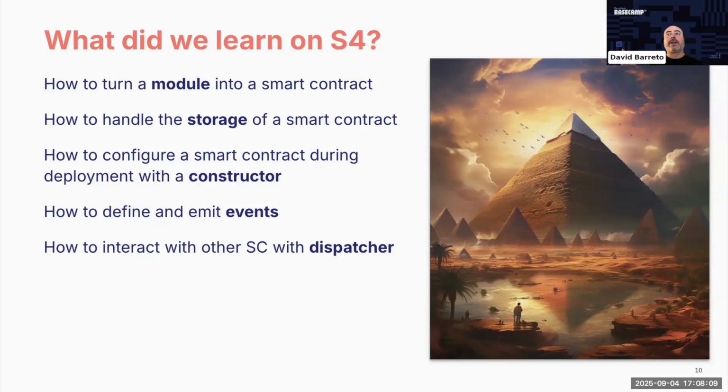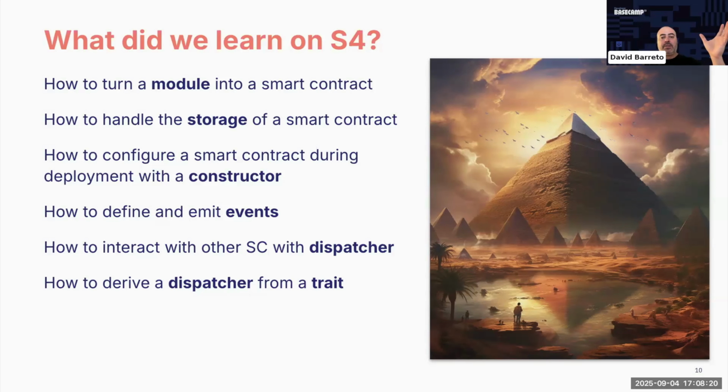In this case, we called the STRK token smart contract, which is an ERC20 token. And of course, I showed you how this dispatcher came to be. It came from the trait we defined at the top as the interface. So the compiler took care of creating the dispatcher for us based on the trait.